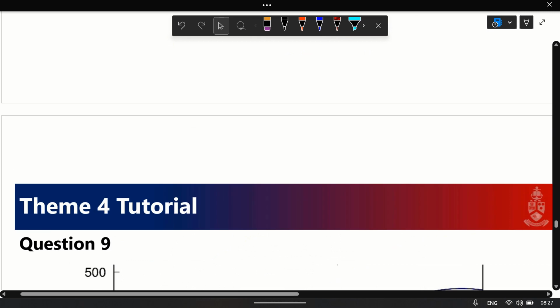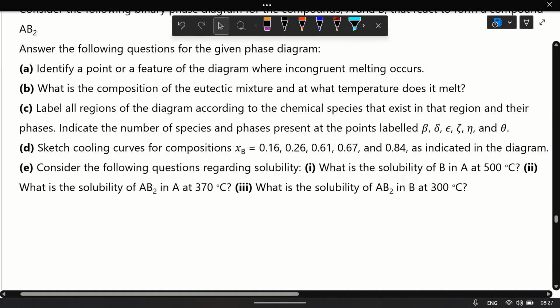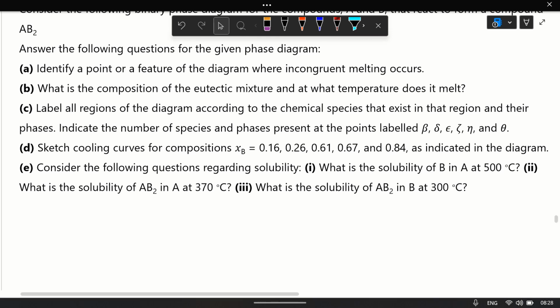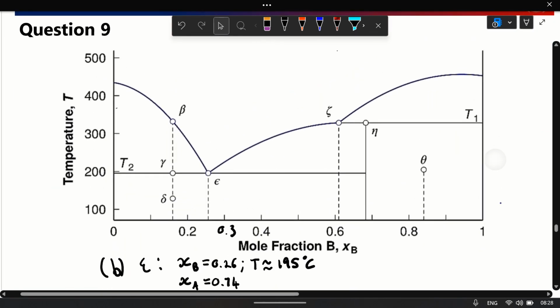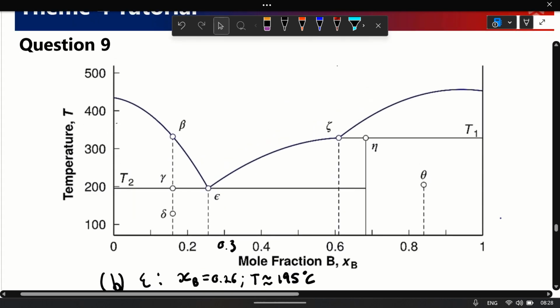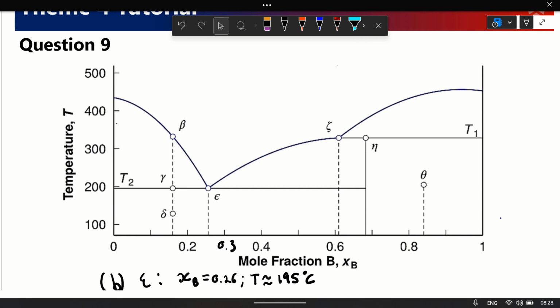Right, so then question C asks us, label all the regions of the diagram according to the chemical species that exist in that region and their phases. Indicate the number of species and phases present at the points labeled by the Greek letters. Okay, so let's first just label the regions, and then we can look at the Greek letters, because the labeling will help us with the Greek letters.